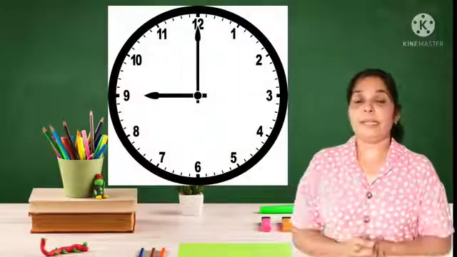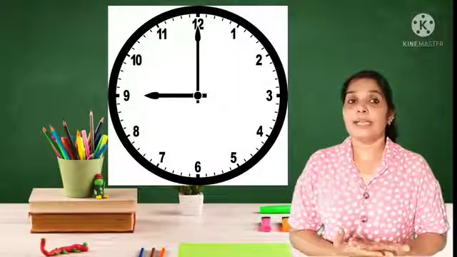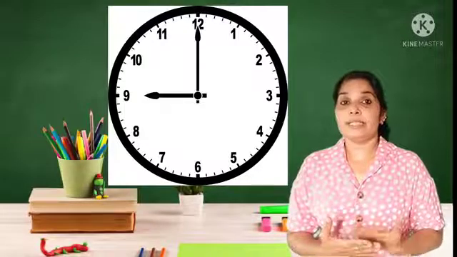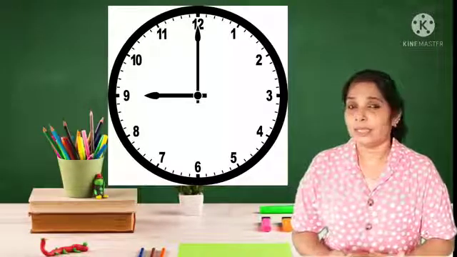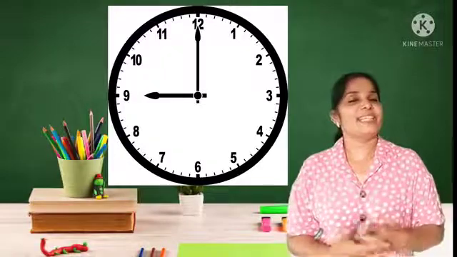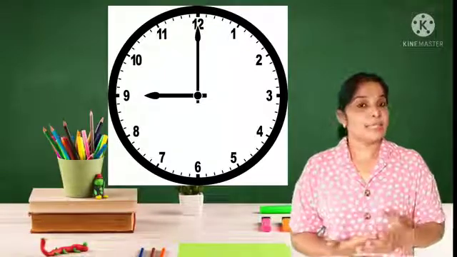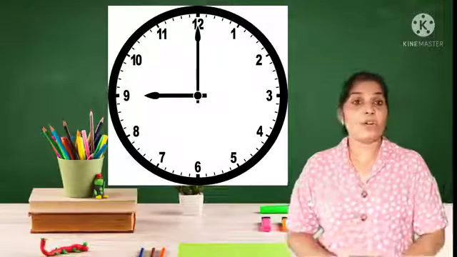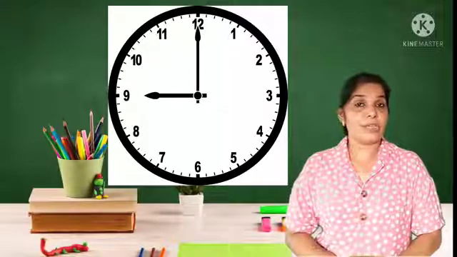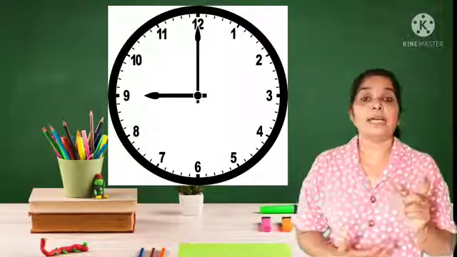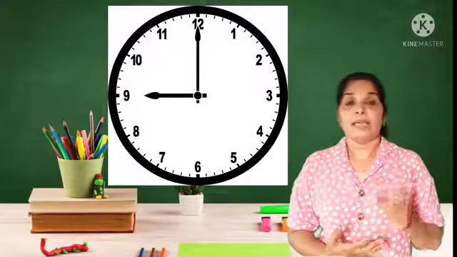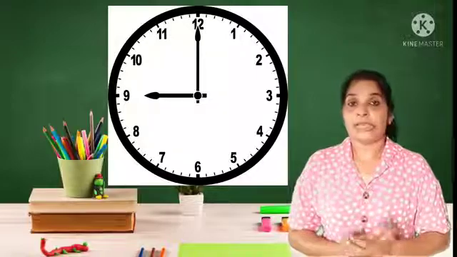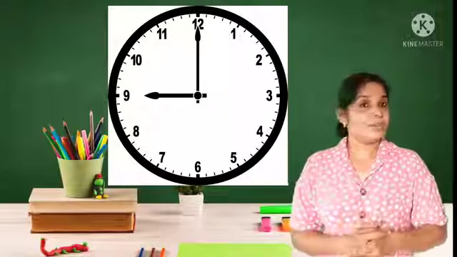Okay, now see the next clock. Where is the hour hand? The hour hand is pointing at 9. And the minute hand is pointing at? Yes, 12. So the time is 9 o'clock. The short hand, the hour hand, is pointing at 9 and the long hand, the minute hand, is pointing at 12. So the time is 9 o'clock.